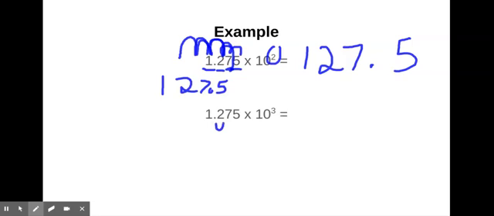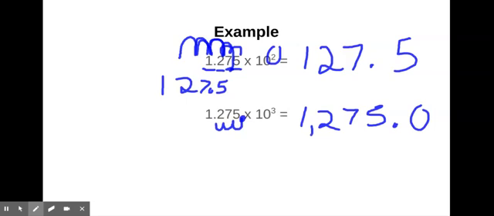So here's 1, 2, 3. The decimal point will go right after the 5. So I'd end up with 1,275 and no tenths. And I'm just putting this 0 here to show that there are no tenths.